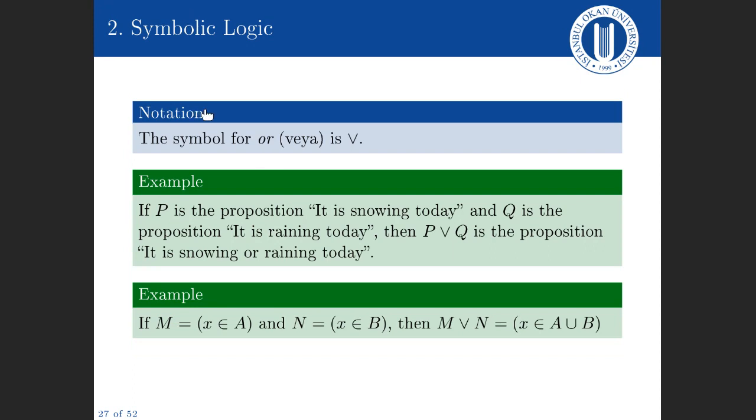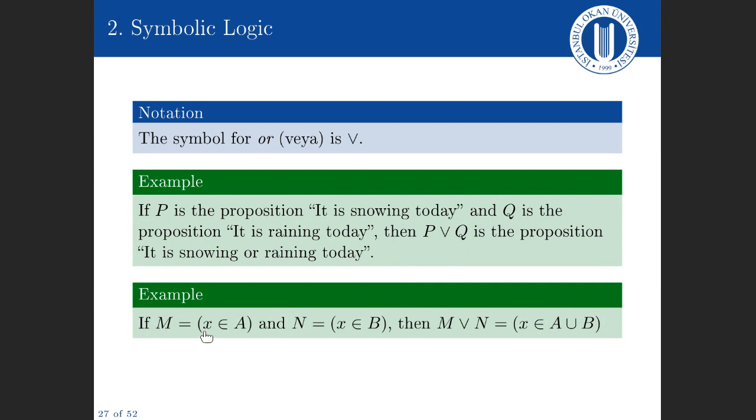The symbol for or is this type of V. For example, if P is the proposition, it is snowing today. This is a proposition because it might be true, it might be false. And Q is the proposition, it is raining today. It might be true, it might be false. Then P or Q is the proposition, it is snowing or raining today.